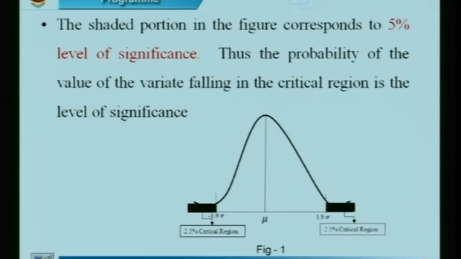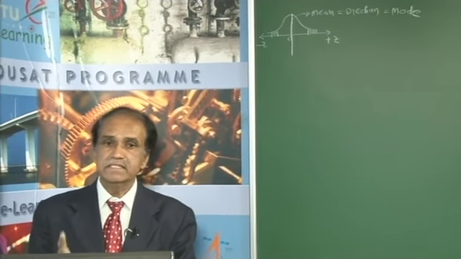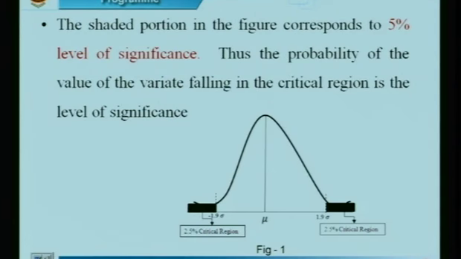What exactly do we mean by these 5% level of significance and 1% level of significance? The shaded portion in the figure corresponds to 5% level of significance. That is, 5% means we must fix certain numerical values on either side of the bell shaped curve. We call it a symmetric curve. That is referring to two numerical values, 1.96 towards the positive direction and minus 1.96 towards the negative direction of this normal curve.